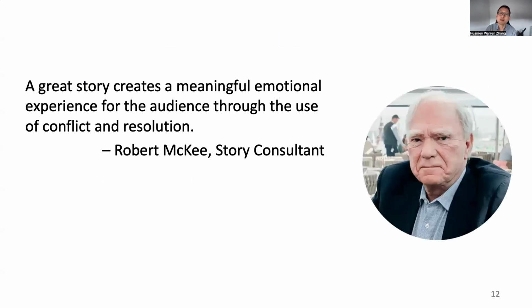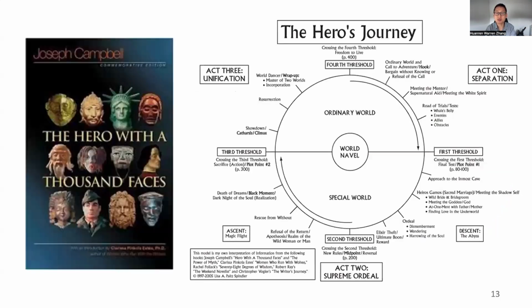So here is a famous story consultant, McKee. He said a great story creates a meaningful emotional experience for the audience through the use of conflict and resolution. So conflict and resolution, that is again another way of saying you have a problem and then you solve the problem, right? So this narrative structure, or say the APT structure of the message, borrows the general structure of Hollywood screenwriters, right? And also the Hollywood screenwriter actually borrowed the structure of the so-called hero's journey.